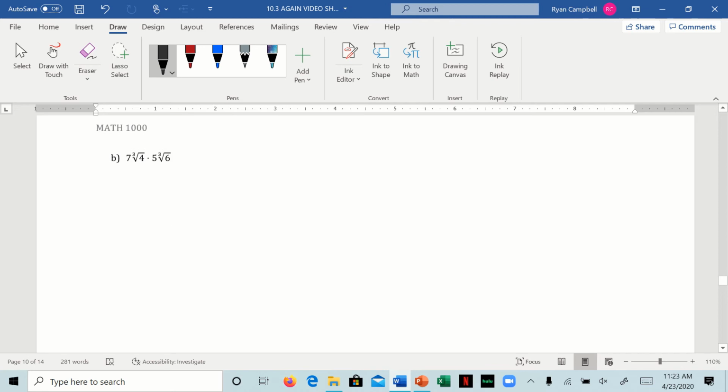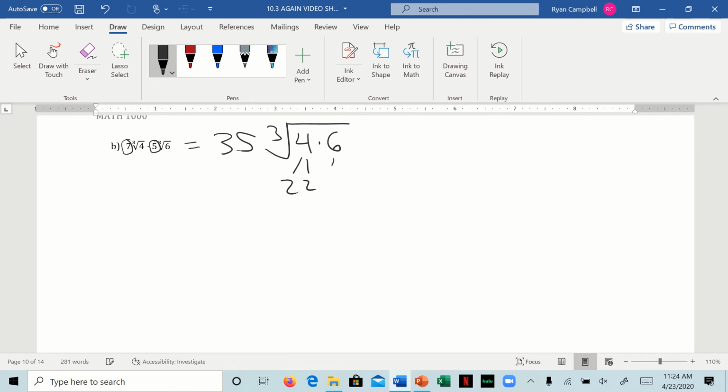All right, so we have a cube root and we have a cube root, so the cube roots can go together. So let's do the numbers out front first. So we have 7 and 5. So 7 times 5 is 35. And then we have the cube root of the inside, 4 times 6. So remember, we're going to have to simplify, so let's just leave it as a product. So 4 can be broken up as 2 and 2. 6 can be broken up as 2 and 3.